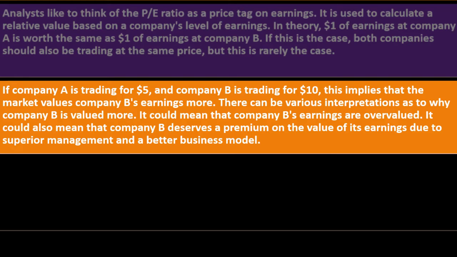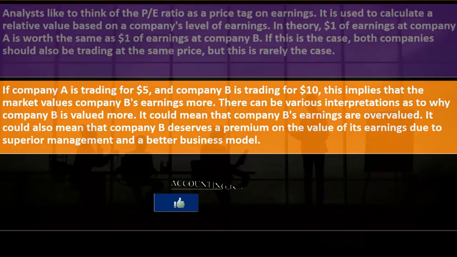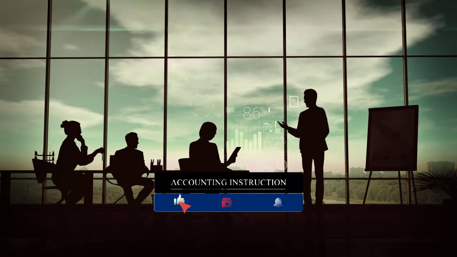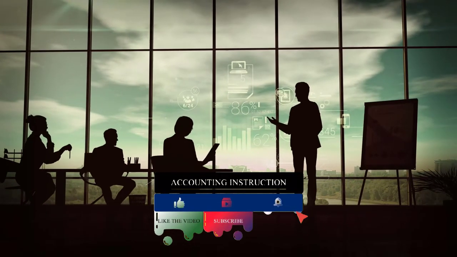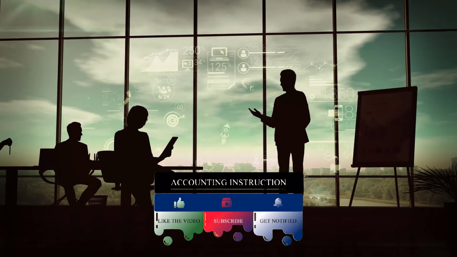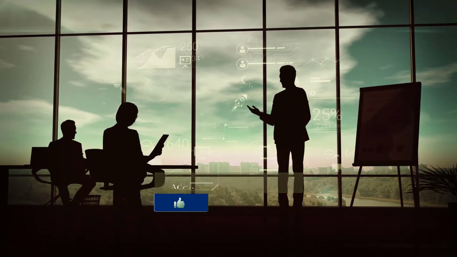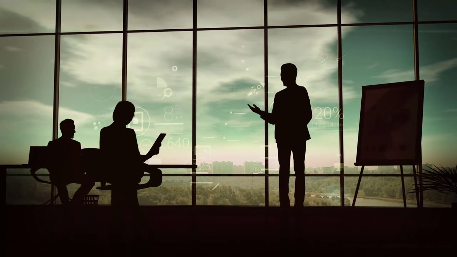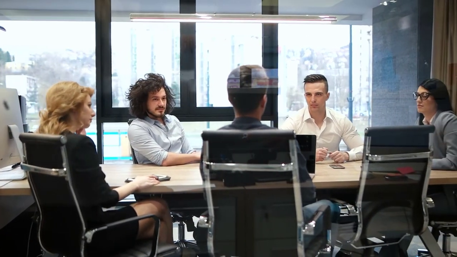There can be various interpretations as to why company B is valued more. It could mean that company B's earnings are overvalued, so it could just mean that for whatever reason, the sentiment in the market is overvaluing company B. If that were the case, then we would expect that possibly to even out over time, valuations for the market being reflected in price over time, which could drive our decision-making process if that's our interpretation. It could also mean that company B deserves a premium on the value of its earnings due to superior management and a better business model. So it could also be that there is actual value that the market perceives and the price is being accurately reflected.